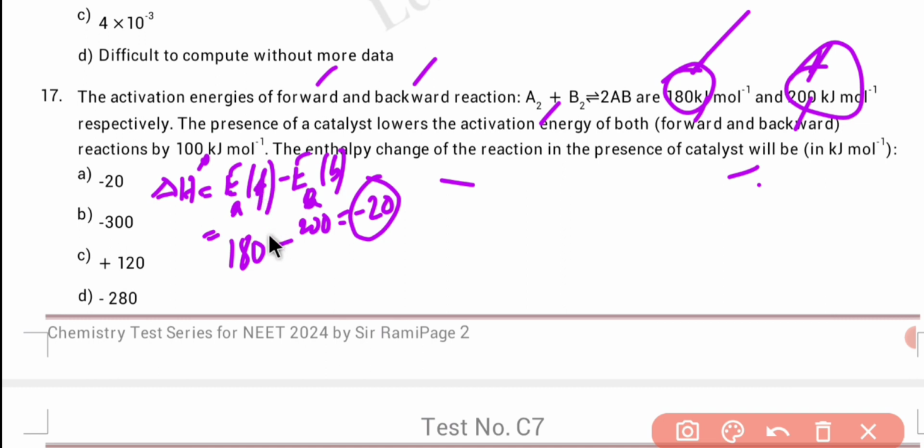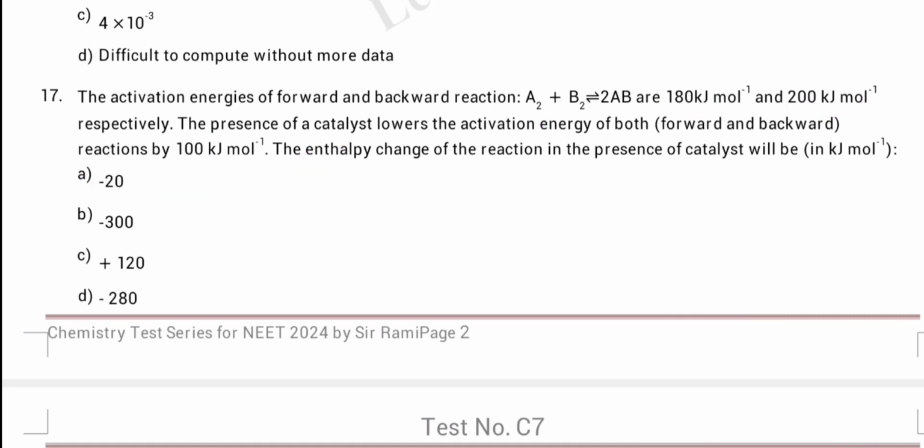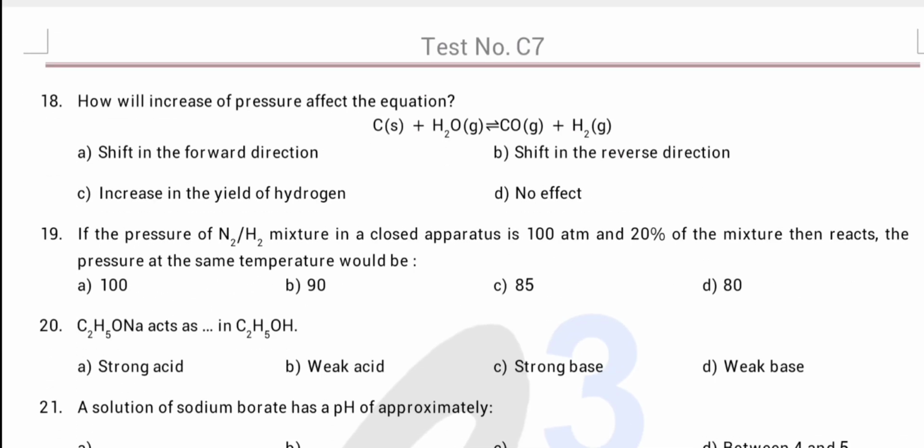But enthalpy change does not change with the addition of a catalyst. So the enthalpy change has to be this value only, minus 20. So this is the correct option for question 17. The correct option for the 17th question is A, minus 20. Now let us move to the next question.